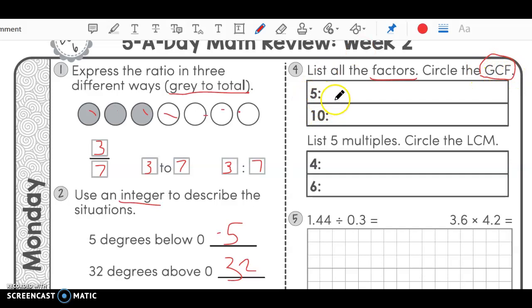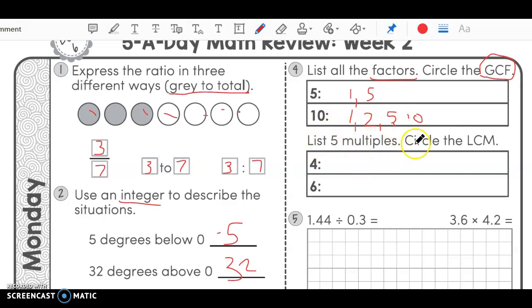Okay, so what factors make up 5? Well, that would be 1 and 5. 1 times 5 is 5. That would also make 5 a prime number. 10's factors would be 1, 2, 5, and 10. 1 times 10 is 10. 2 times 5 is 10. I like to put them in order, but it's not really something that you have to do.